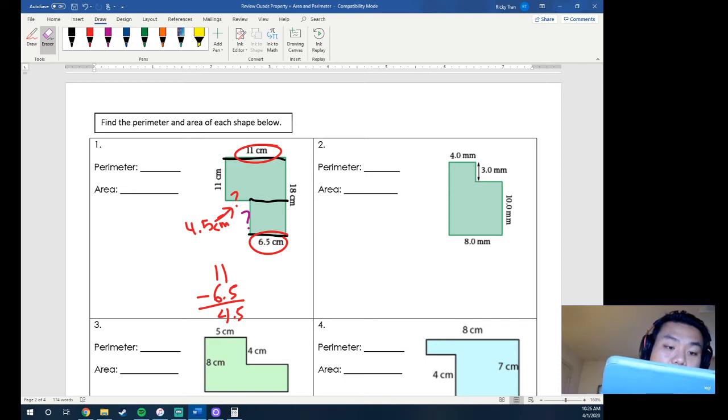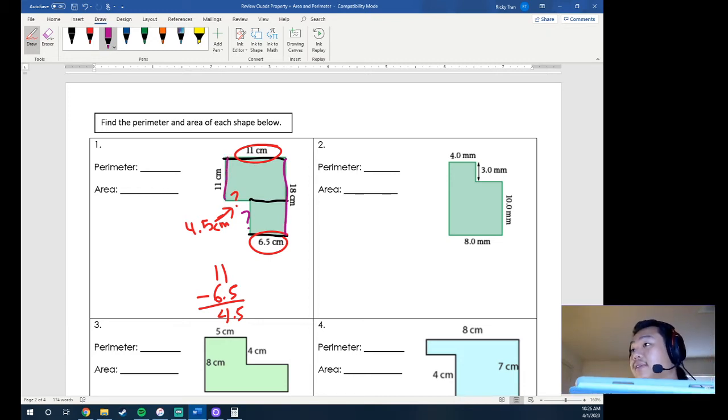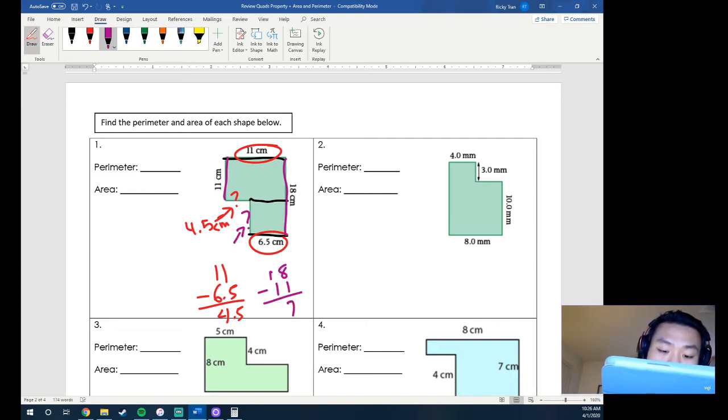Same for this side right here. If we look, this side and this side, we have 18 and 11. So in order to find this purple length, we're just going to take 18 and subtract 11, which gives us 7, which means this is 7 centimeters.